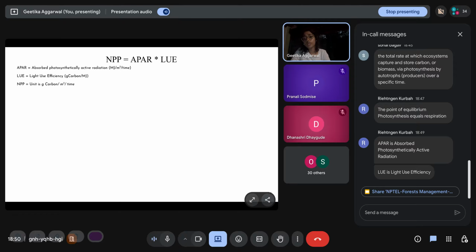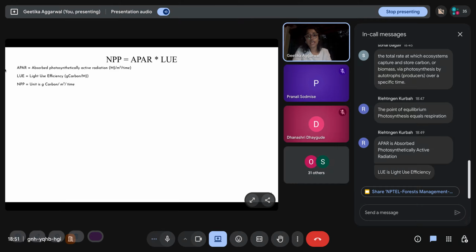And then you talk about light use efficiency. So, how efficiently is the plant using this light? How many grams of carbon, or kilograms, is getting fixed per megajoule of energy or radiation that is being absorbed. And then there is NPP, which when you multiply these two units, you will see that the unit for NPP will be grams or kilograms of carbon per meter square per time, right?